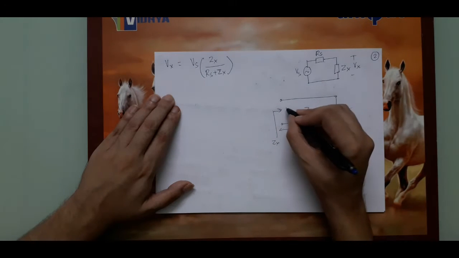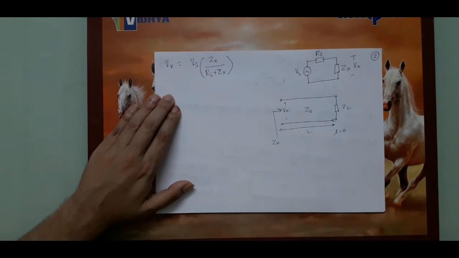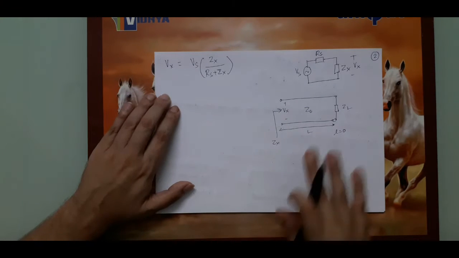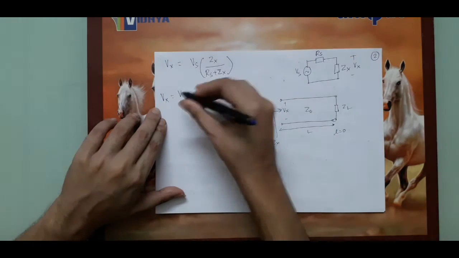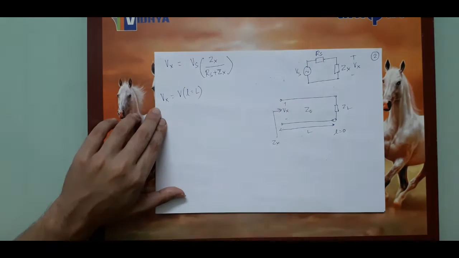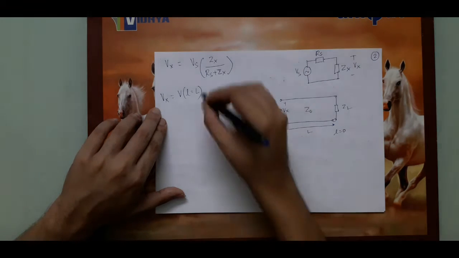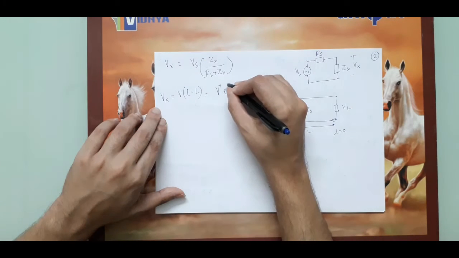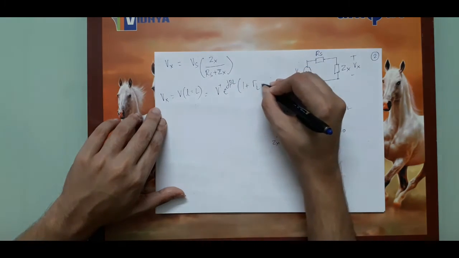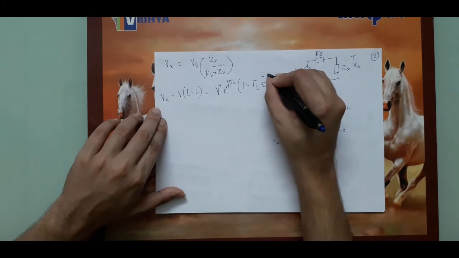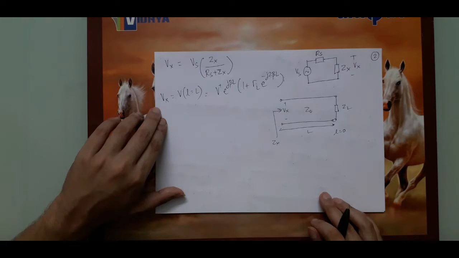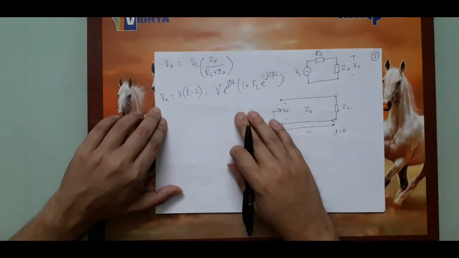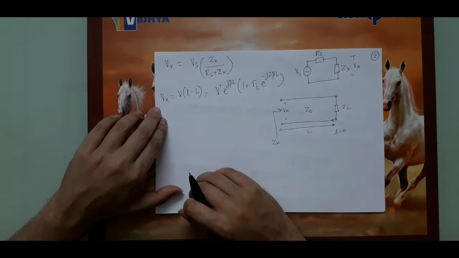This is Zx, and if I now want to express Vx in the representation of the voltage solution along the transmission line, Vx is nothing but V where L equals capital L. So this is nothing but V plus e raised to j beta capital L times 1 plus gamma L e raised to minus j 2 beta capital L. So this is as per the transmission line solution.